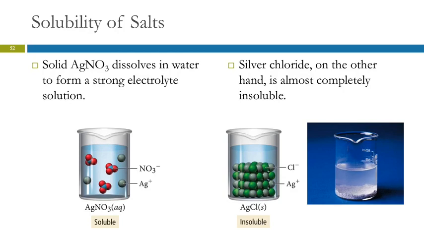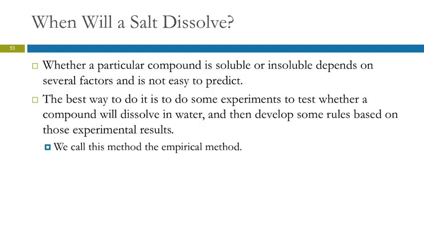So how do we know which one dissolves and which one doesn't? It's a little bit complicated. There's lots of factors. There's no easy way to predict it. So we use an empirical method. Scientists have taken different ionic compounds and tried dissolving them in water. Say, well, how much of this one will dissolve? How much of that one will dissolve? At what temperature? And a whole bunch of studies have been done.